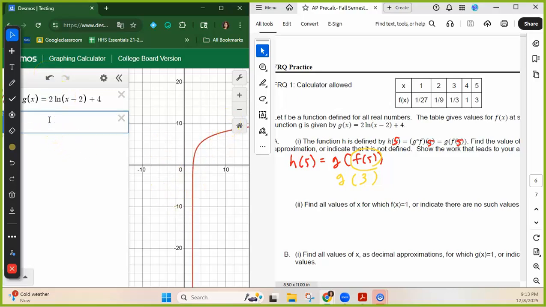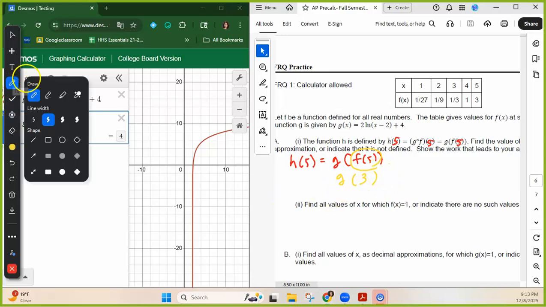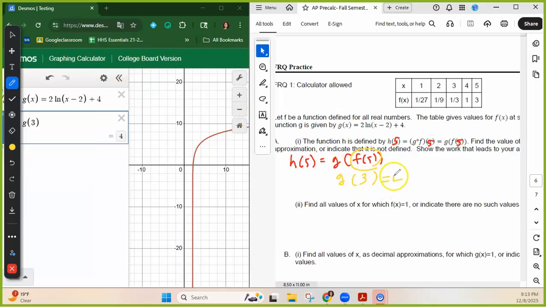And under line number 2, since my decimal knows what g of x is now, I can just ask what is g of 3. Answer is 4. I'm going to say this is 4. Done. I don't have to round anything. There it is.